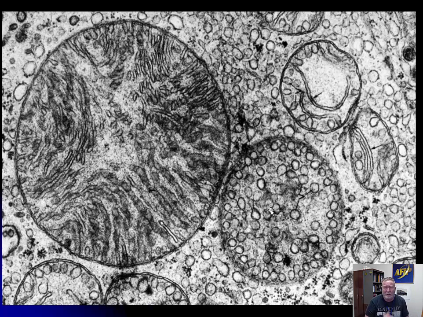So I always, when I look for mitochondria, they're easily identified in most cells. I look for the number of mitochondria. Cells that are metabolically active are going to have a lot of mitochondria. They're going to have a lot of cristae, so they can produce a lot of ATP.